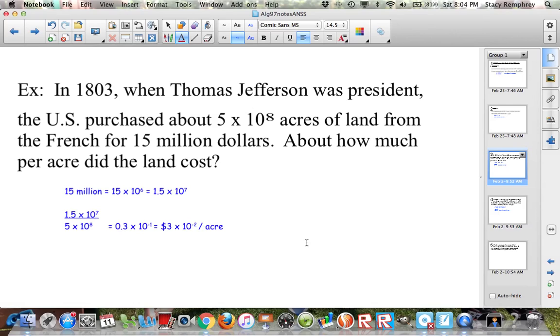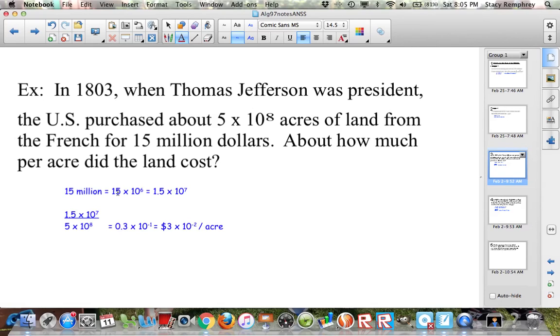All right, in this one, let's see. We'll see if you guys can remember what this was called from your history classes. In 1803, when Thomas Jefferson was president, the U.S. purchased about 5 times 10 to the 8 acres of land from the French for 15 million. About how much per acre did the land cost?